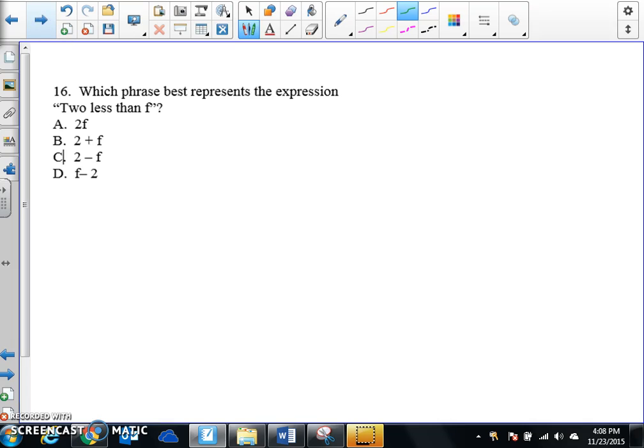Which phrase best represents this one? 2 less than, turn around, so 2 less than F. So D.